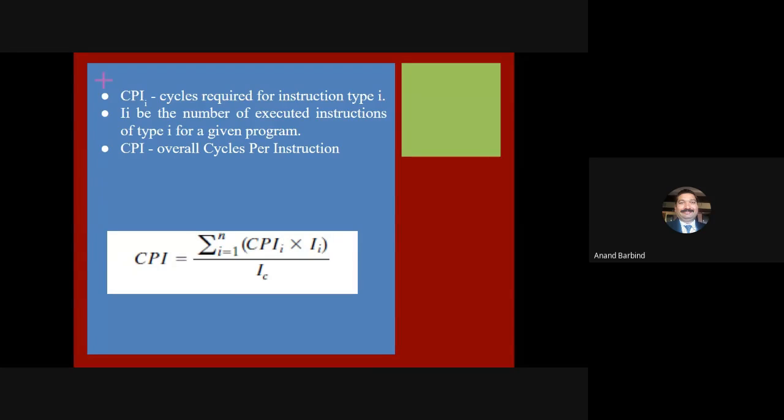If a particular processor needs fewer cycles per instruction, then you can say that processor is faster than the other processor. So CPI is another parameter which you can use to evaluate the performance of the computer. I hope you have understood this CPI, cycles per instruction, for a particular processor.